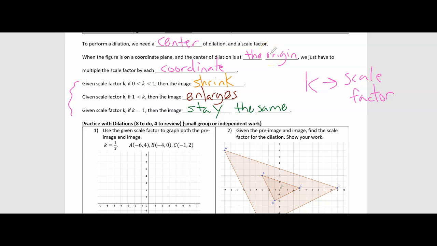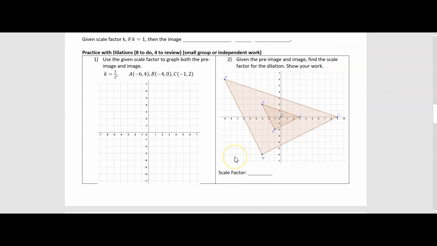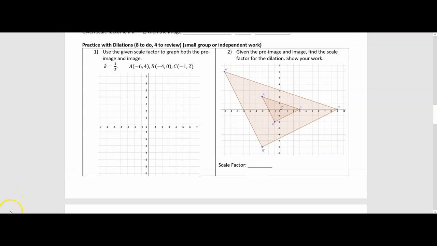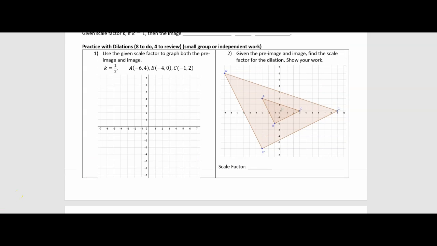So 3 choices for a scale factor. It can be between 0 and 1, it can be equal to 1, or it can be greater than 1. So let's do a couple of examples. We're going to do number 1 and 2. Number 1 says use a scale factor to graph both the pre-image and the image. And number 2 says given the pre-image and the image, find the scale factor for the dilation.